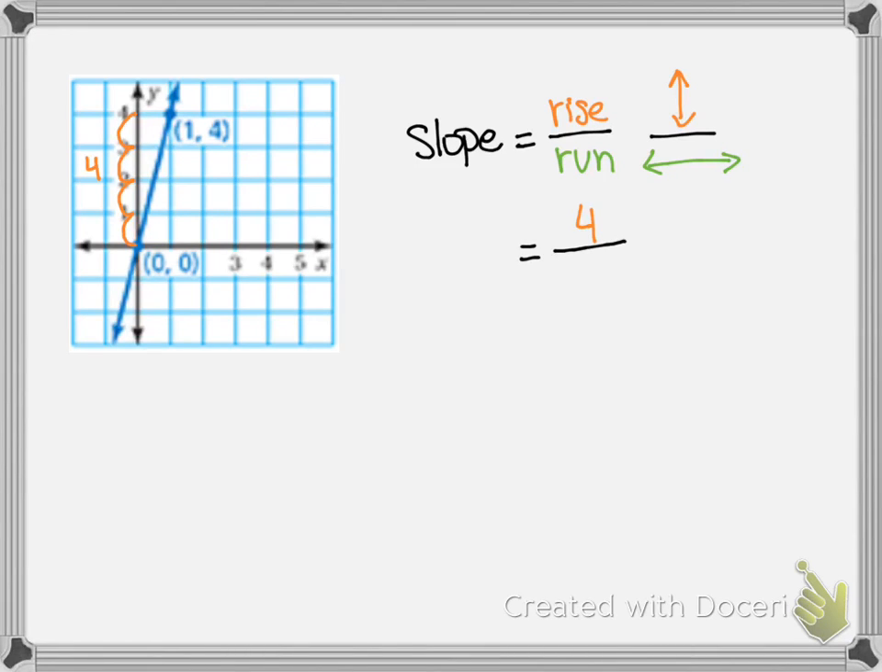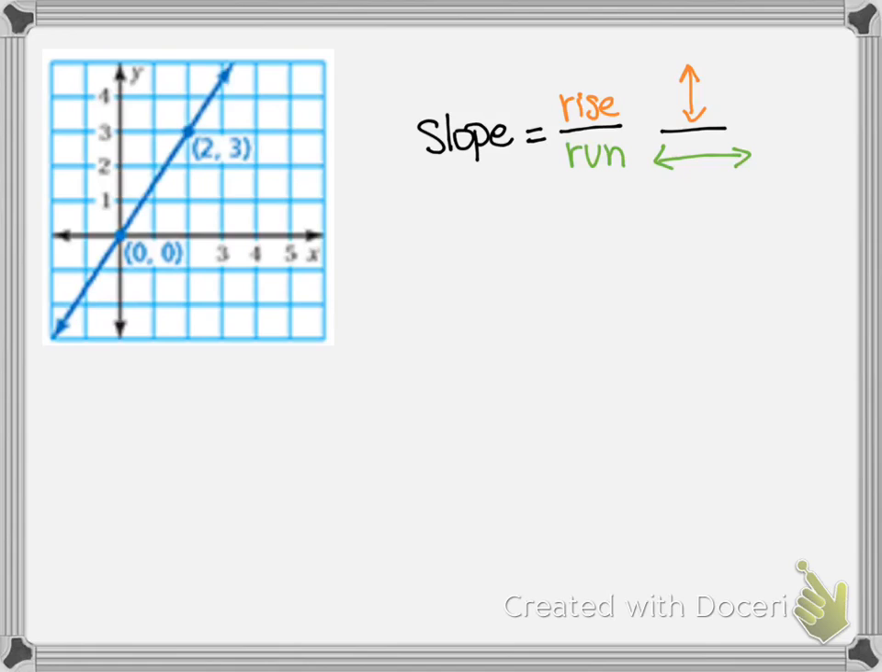Now I need to figure out what the distance is side to side. I just need to count 1 space over, and now I am at my second point. So for this problem, my slope is 4 over 1, 4 wholes, and that can be simplified down to 4. So my slope for this one is 4.